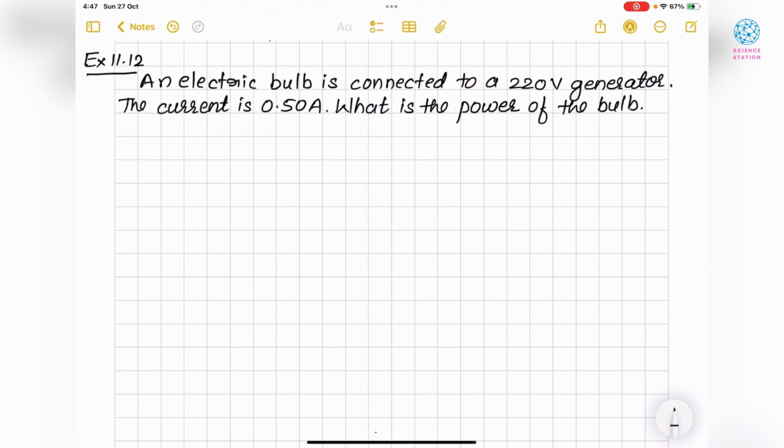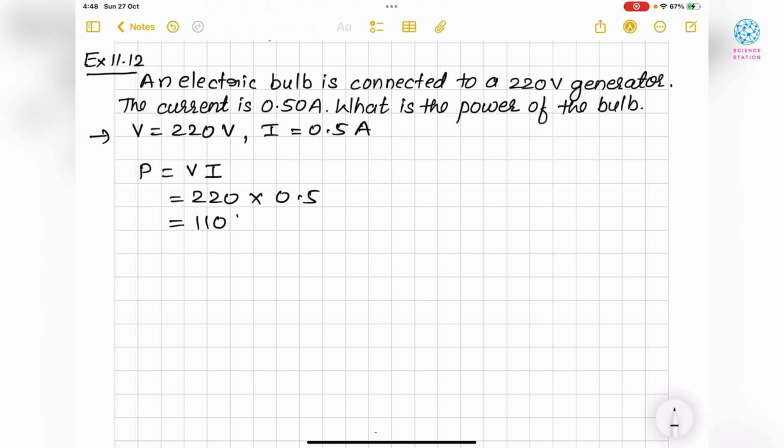Now, example 11.12 says an electric bulb is connected to a 220 volt generator. The current is 0.5 ampere. What is the power of the bulb? So, here I am given V equal to 220 volt, I equal to 0.5 ampere. So, power will be equal to VI. So that is 220 into 0.5. So that will be 110 watt.